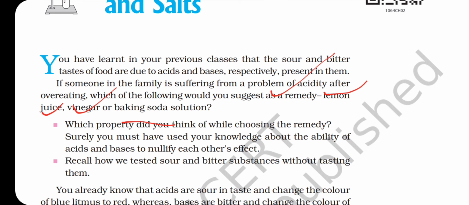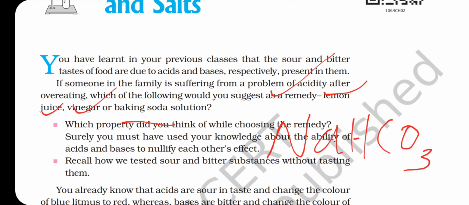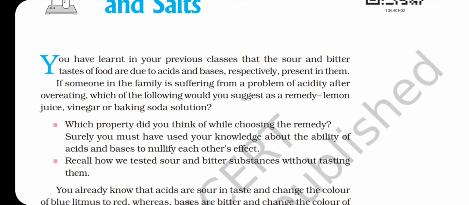Baking soda is nothing but sodium bicarbonate, that is NaHCO3. So baking soda can be suggested as a remedy. Which property do you think we used while choosing the remedy? Surely you must have used your knowledge about the ability of acid and bases to nullify each other's effect. Acidity is caused due to overproduction of acid in our body, so we have to take some base which can nullify it, and we are cured.